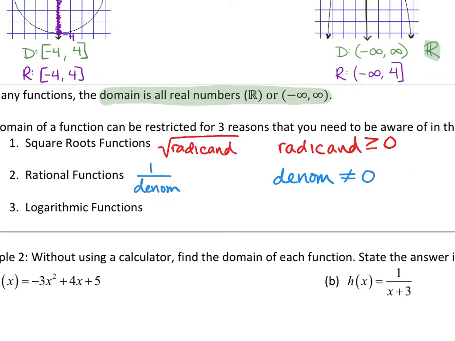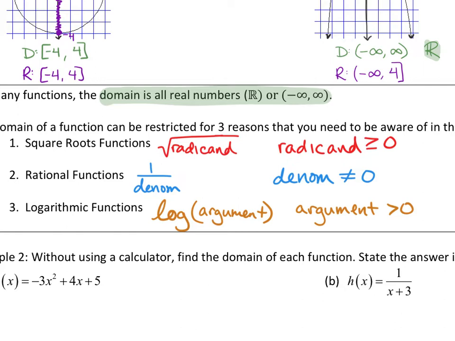Logarithmic functions are the third type of function that have a very specific domain. Any logarithm, including your natural log, has what's called an argument, which is the stuff in the parentheses for the log. A lot of times it's just a number, but sometimes it will be an expression of sorts. The argument of a logarithmic function has to be greater than 0. It cannot even be equal to 0 because you can't take the log of 0.